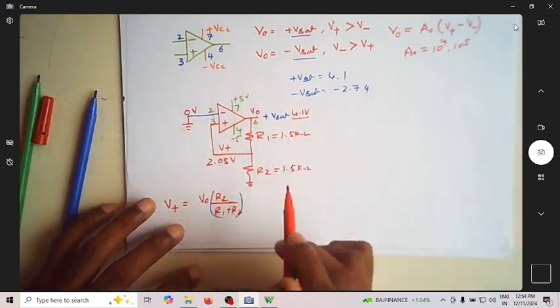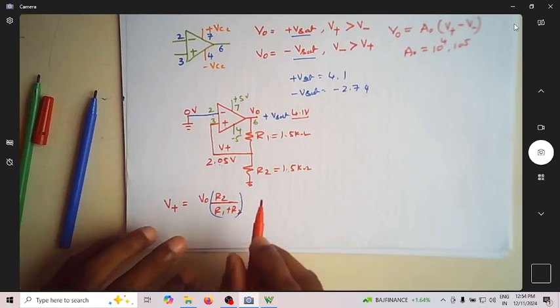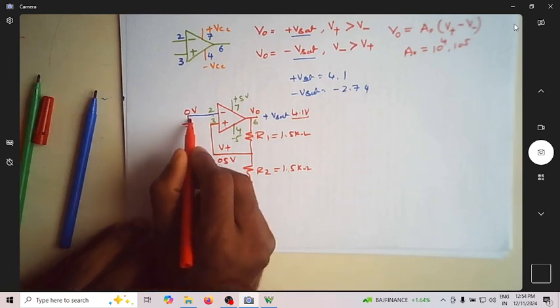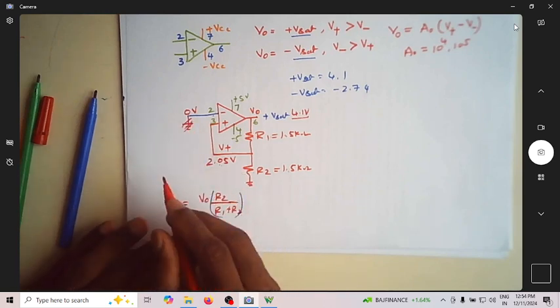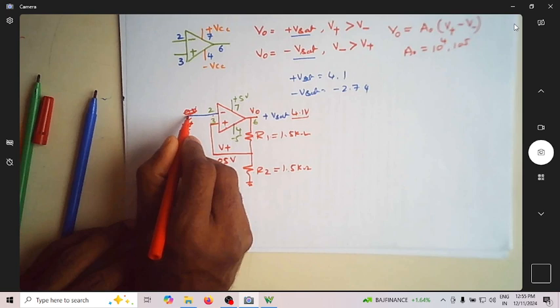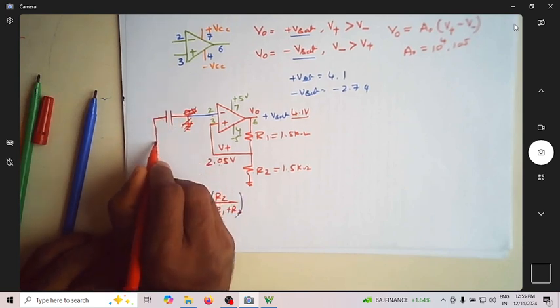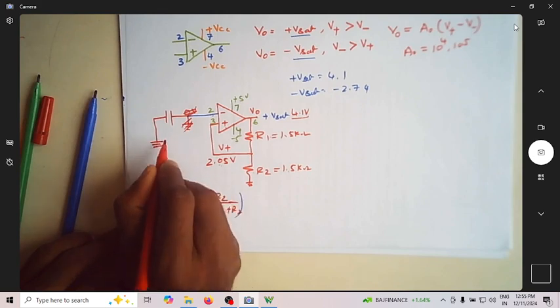What I want is to generate a square wave. So let us slightly modify this circuit. I will take this out from ground, and let me connect a capacitor now. So this is my capacitor.